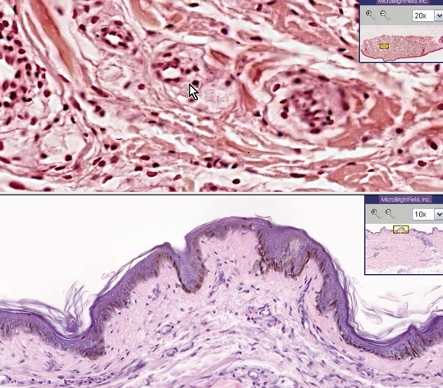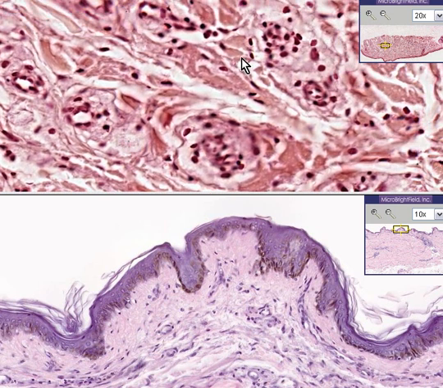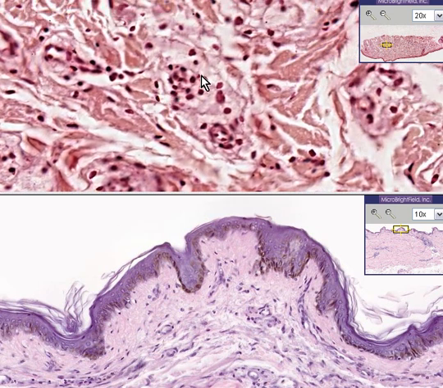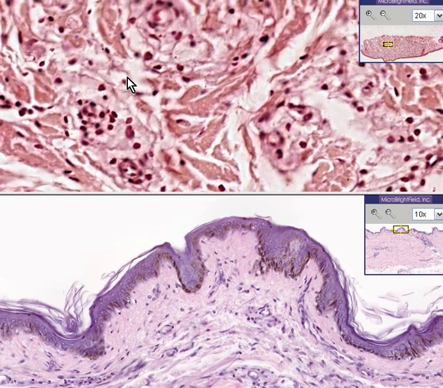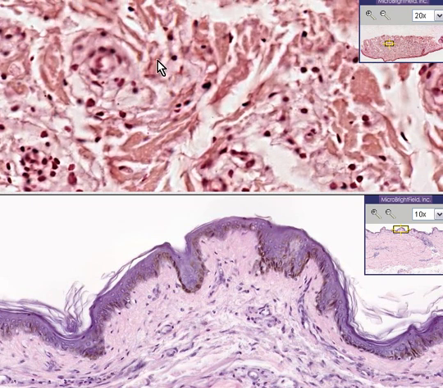And xanthomas are very, very often associated with serum lipid abnormalities, usually increases in serum lipids, cholesterol, and triglycerides. And this is a classical appearance of a dermal xanthoma.